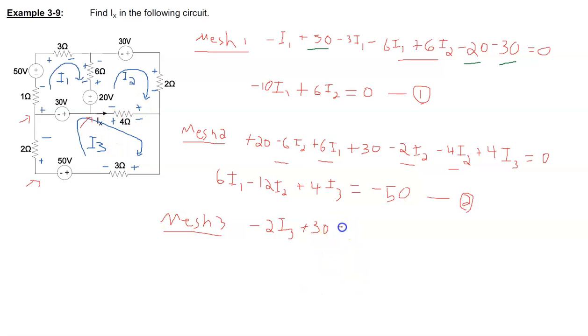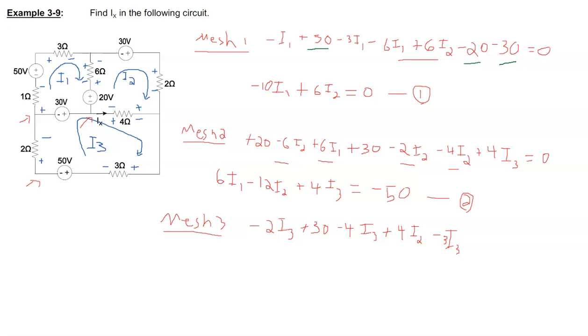Our next resistor is the 4 ohm. From the mesh 3 side, we have negative 4 times I3. And of course, that one is shared with mesh 2, so that means plus 4 times I2. Okay, so next then we have our 3 ohm resistor. It's not shared, so just minus 3 times I3.